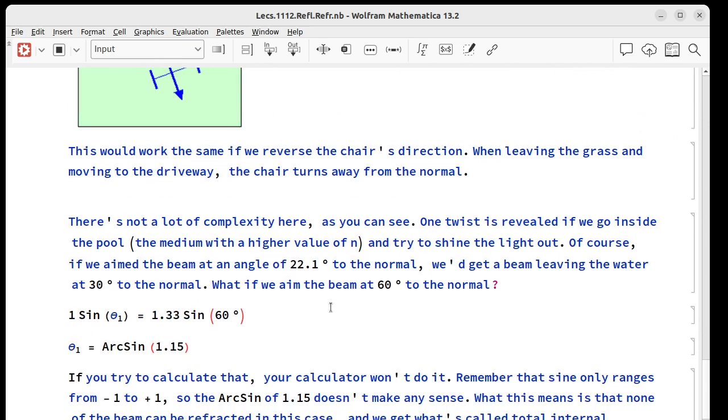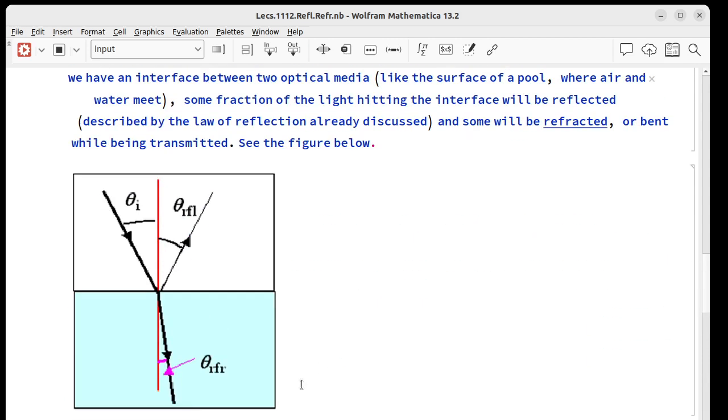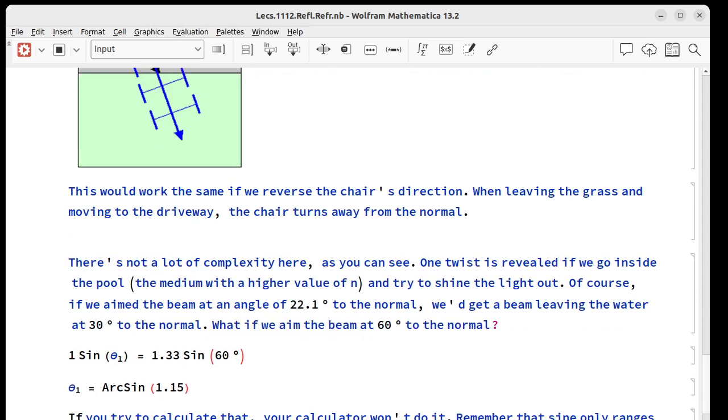Now there is one twist here. If we're inside the material with a higher value of n and we try to shine the light out, we already saw that if we aim the beam at 22.1 degrees to the normal, the beam leaving the water is 30 degrees to the normal. What about if instead of shooting almost up over our heads, we shoot the laser way out this way, a very large angle with respect to the normal? For example, 60 degrees to the normal. What do we get on the outside?